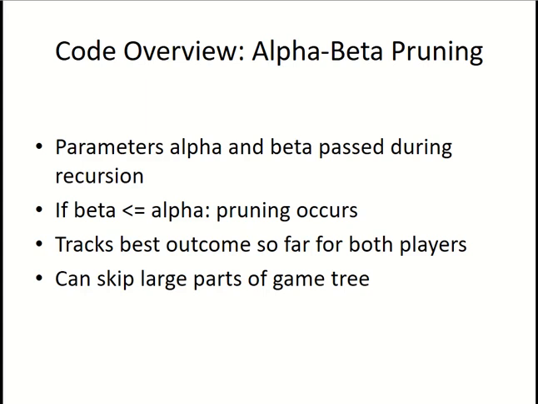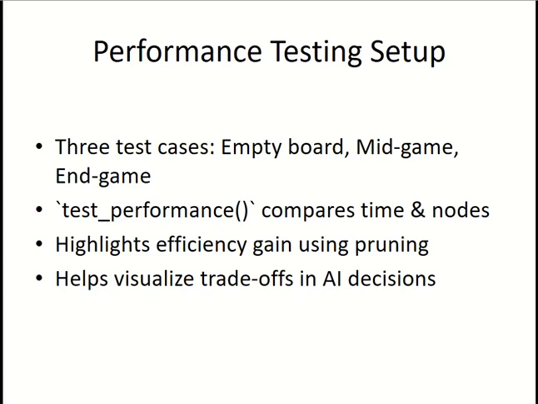Okay. Now code overview of alpha beta pruning. The optimized version of minimax introduced two variables, alpha and beta. They help track the best guaranteed outcome for each player. If during recursion we realize that a move cannot yield, for example, a better result than what we already have, we prune that part of the tree. So this makes the algorithm significantly faster.